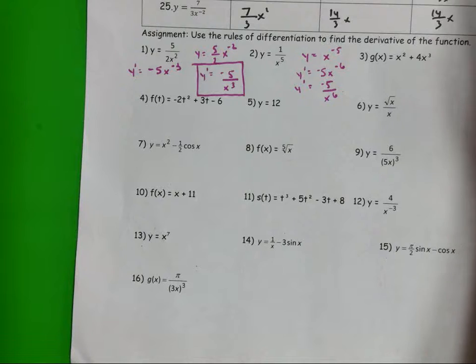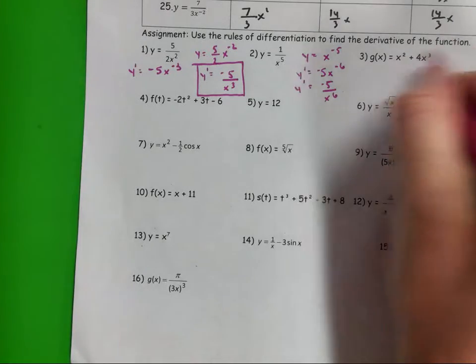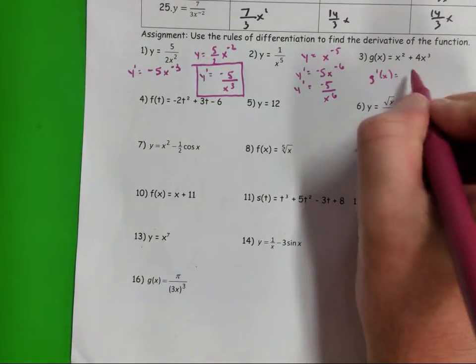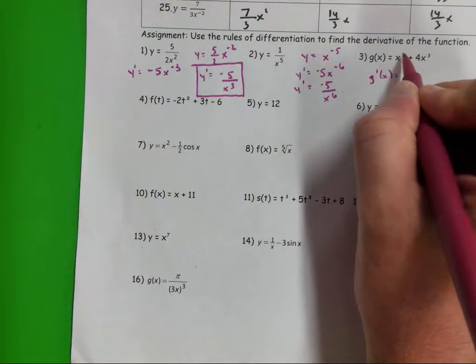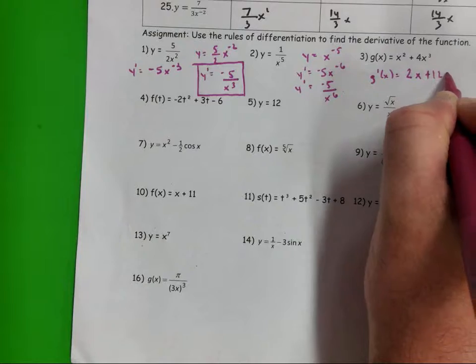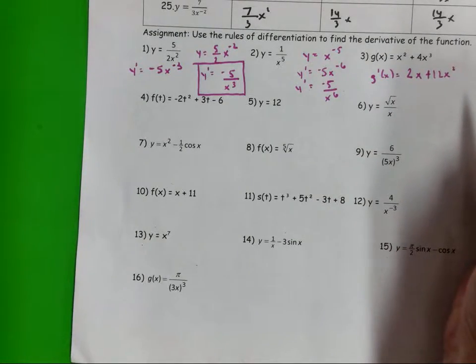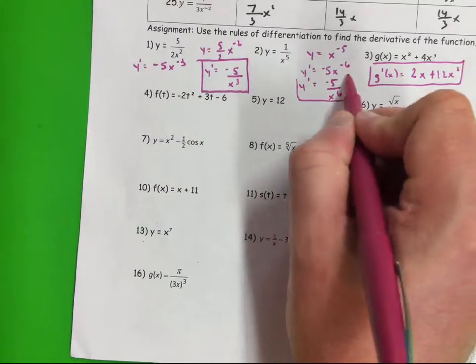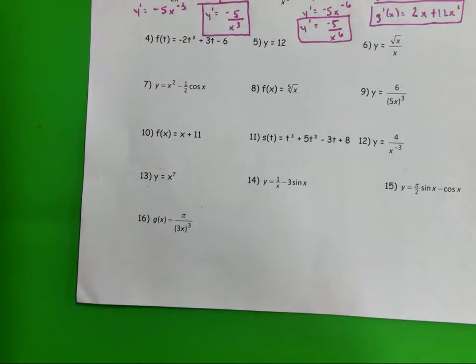Alright, number 3, we have no variables in the denominator and no radicals, so we don't need to rewrite it. We just need to find the derivative. g prime of x equals 2 times 1 is 2x, take 1 off that leaves 1, 3 times 4 is 12x squared. And that is my derivative for that function, aka slope generator for tangent lines.